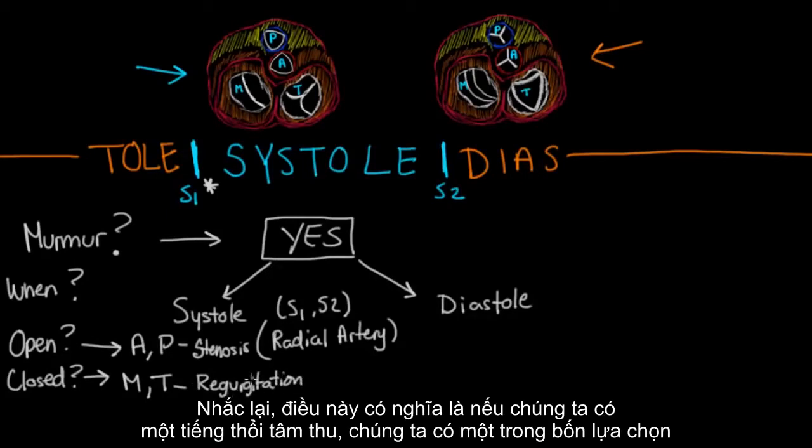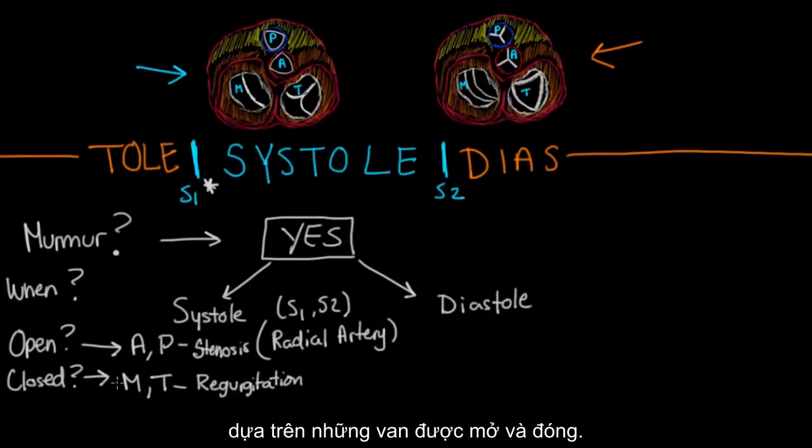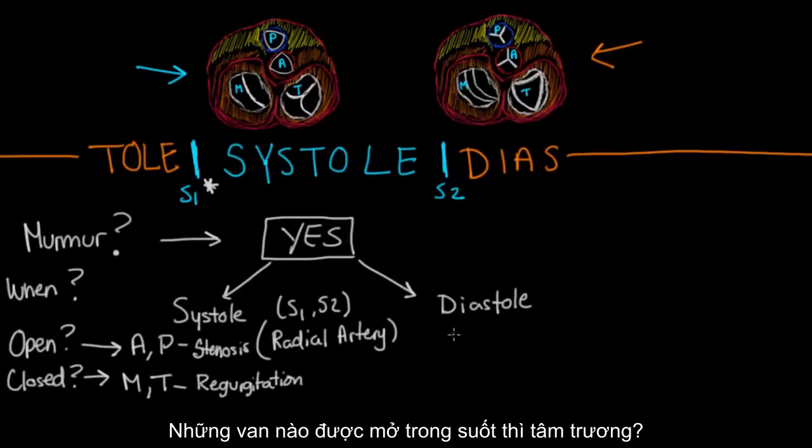And so just to reiterate, this means that if we have a systolic murmur, we have one of four choices based on which valves are open and closed. The same thing can happen in diastole, and we'll ask ourselves the same questions. So which valves are open during diastole?